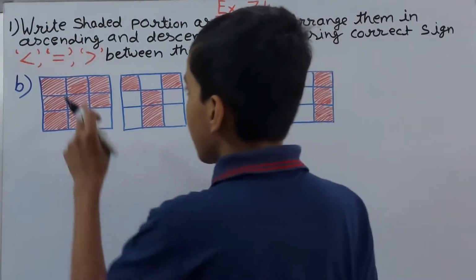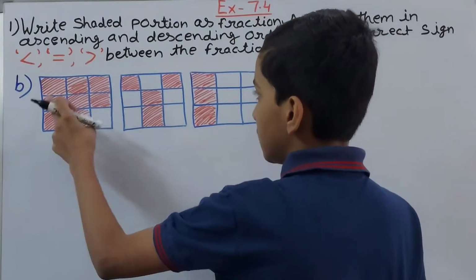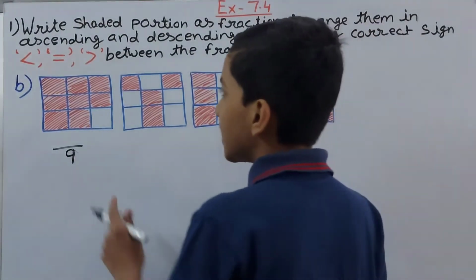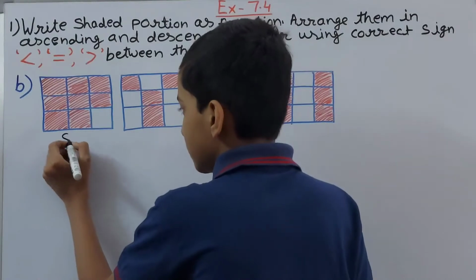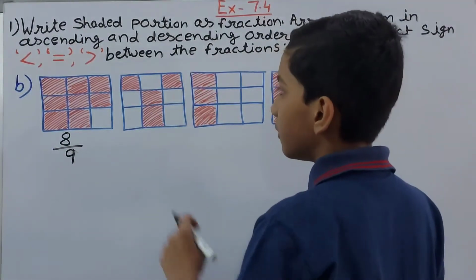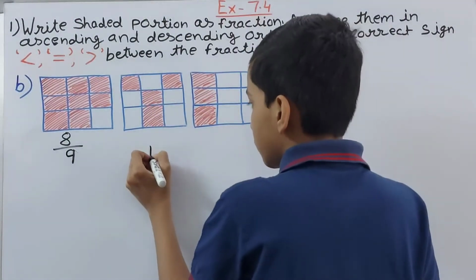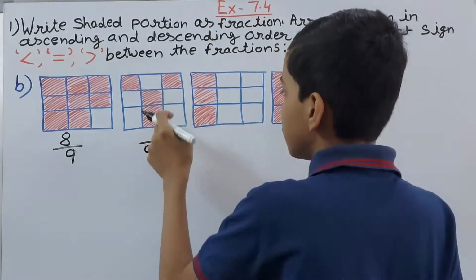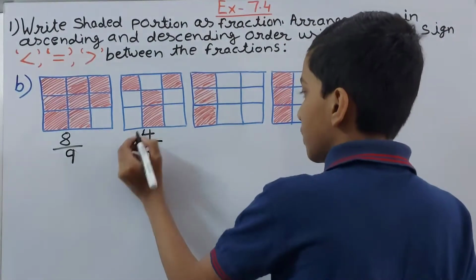So first figure here, first we need to know how many parts it is divided into. 1, 2, 3, 4, 5, 6, 7, 8, 9. Friends, over here how many parts are shaded? 1, 2, 3, 4, 5, 6, 7, 8. 8 upon 9. Over here, see the total number of parts. 1, 2, 3, 4, 5, 6, 7, 8, 9. So 9 will be going. And how many parts are shaded? 1, 2, 3, 4. So this becomes 4 upon 9.